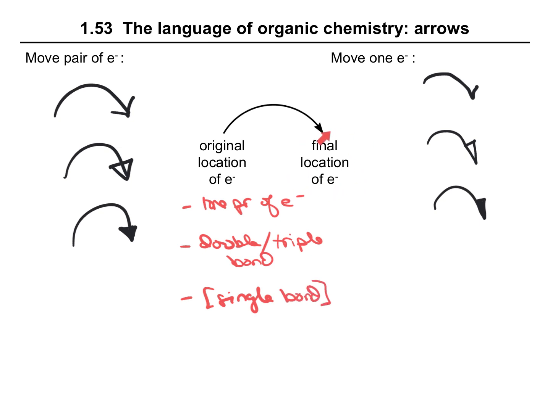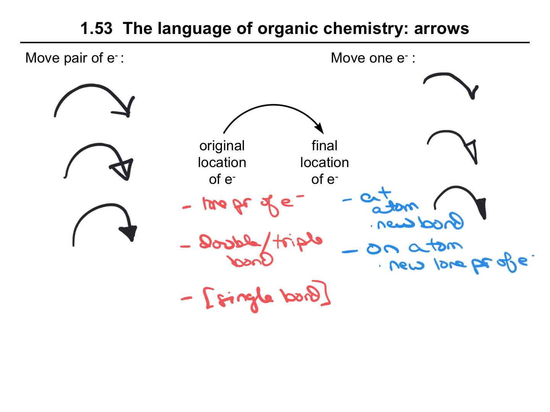In terms of the final location of the electrons, it could end at an atom, which results in a new bond. It could be on an atom, which results in a new lone pair of electrons. Or it could be at a bond, which gives a new double or triple bond.